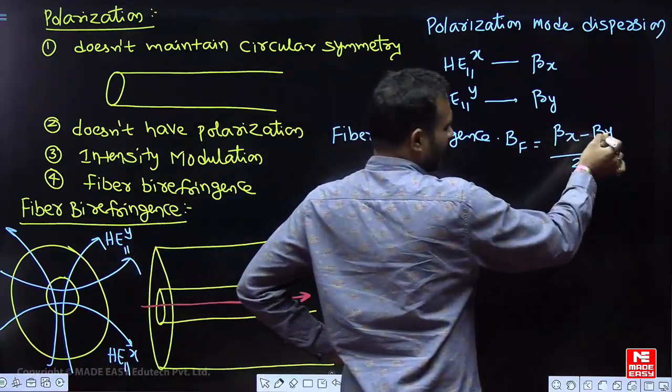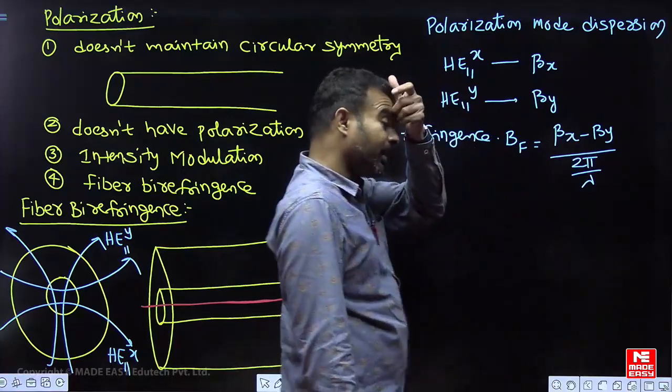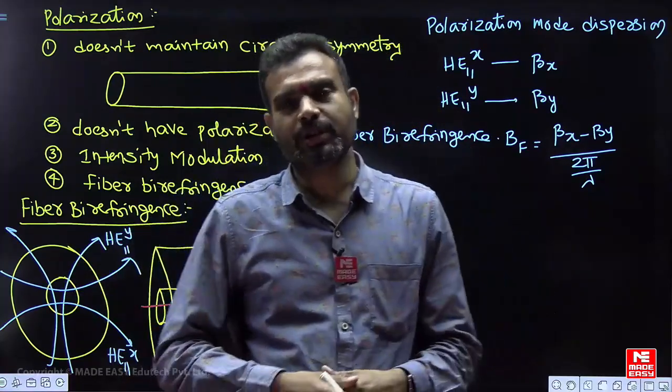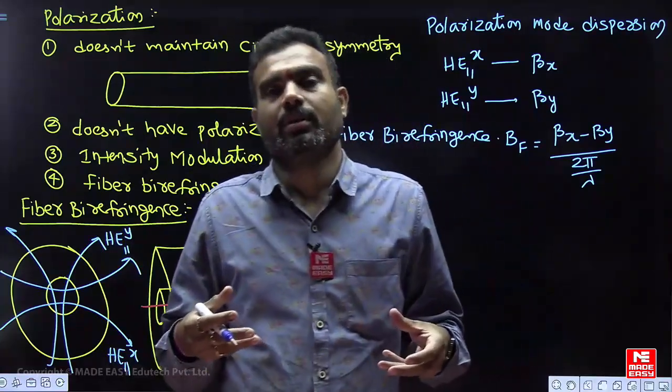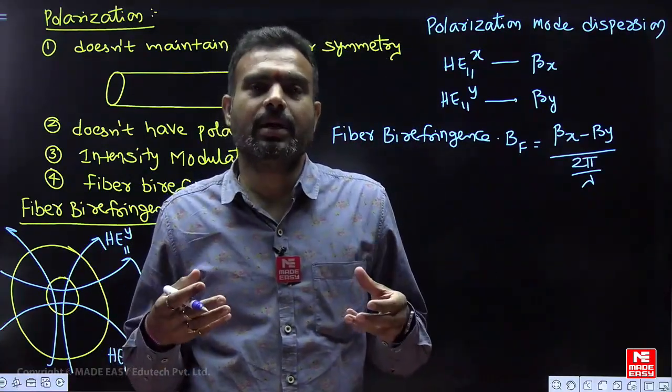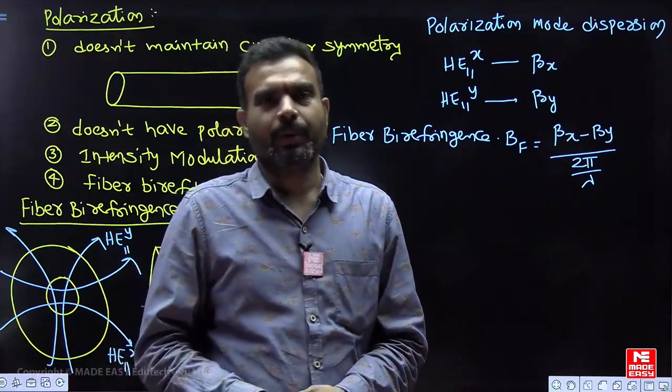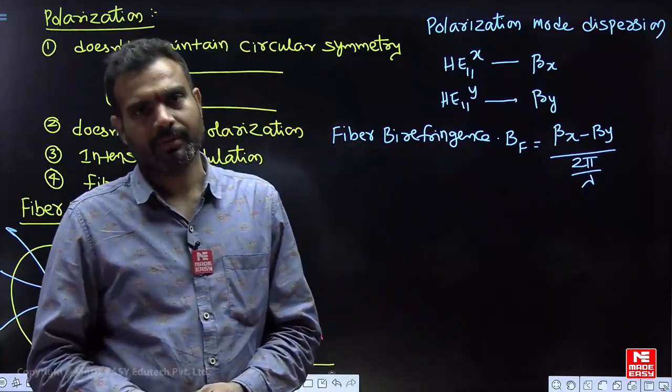What is beta x and beta y? The beta x and beta y are nothing but the different propagation constants of HE11x and HE11y respectively. I hope everybody in the class understood this.